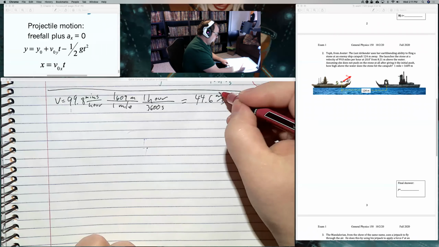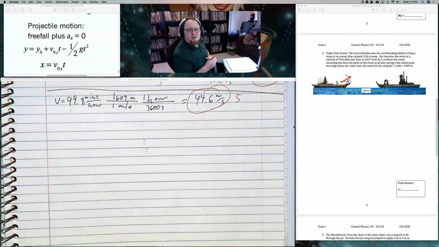Sticking to the grading rubric, it was 5 points for doing that unit conversion. I normally do 5 points for each unit conversion. So if there's a unit conversion, that's normally a quick 5 points.